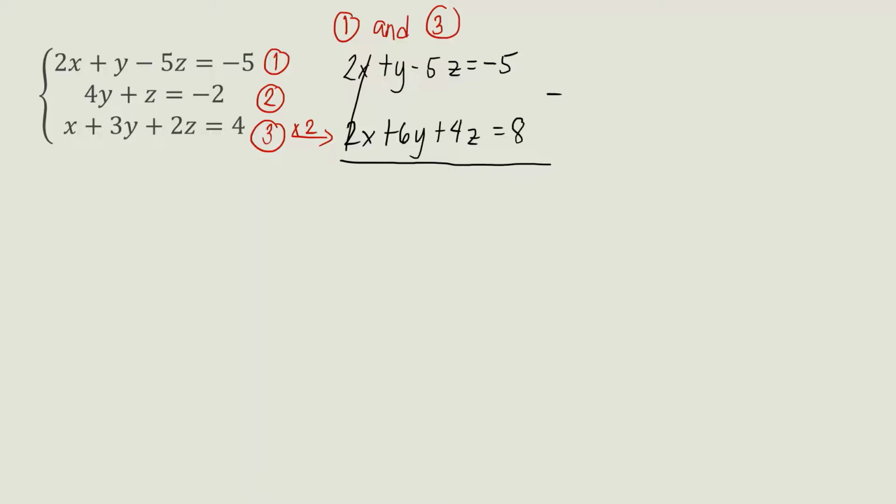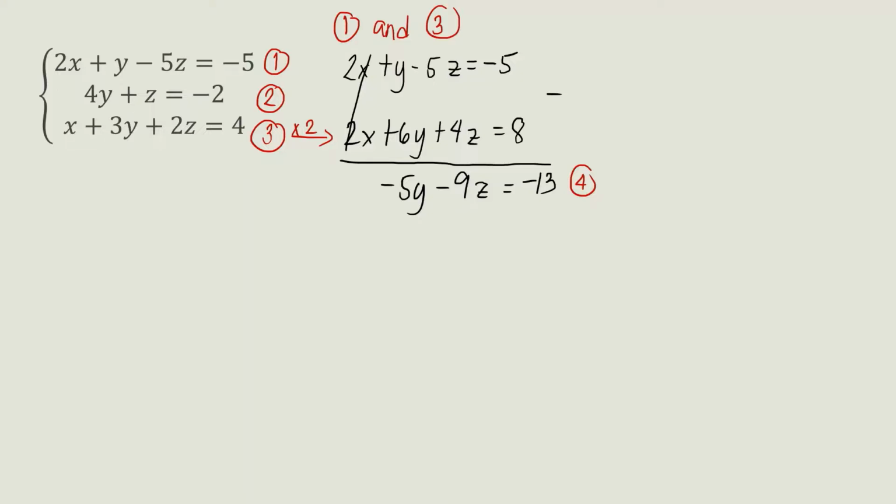Next, continue subtracting the first and the third equation. So you have 0y minus 6y, so that is negative 6y. And then negative 5z minus positive 4z, so that is negative 9z. Negative 5 minus 8 is negative 13. So this is your fourth equation. As you notice, we only have y and z for our fourth equation. Same thing with our second equation, we also only have y and z.